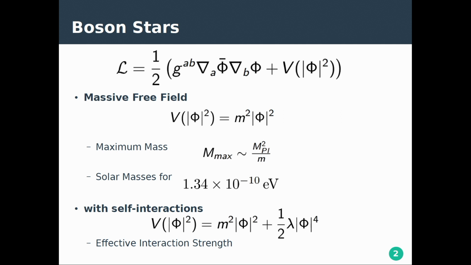This is what's been looked into before, also in other talks here, but most of them have used an effective equation of state formulation for this, which requires a non-zero self-interaction. So what we have done is solve the Klein-Gordon equation coupled with the Einstein equations, and in this way we don't need to use the effective equation of state.